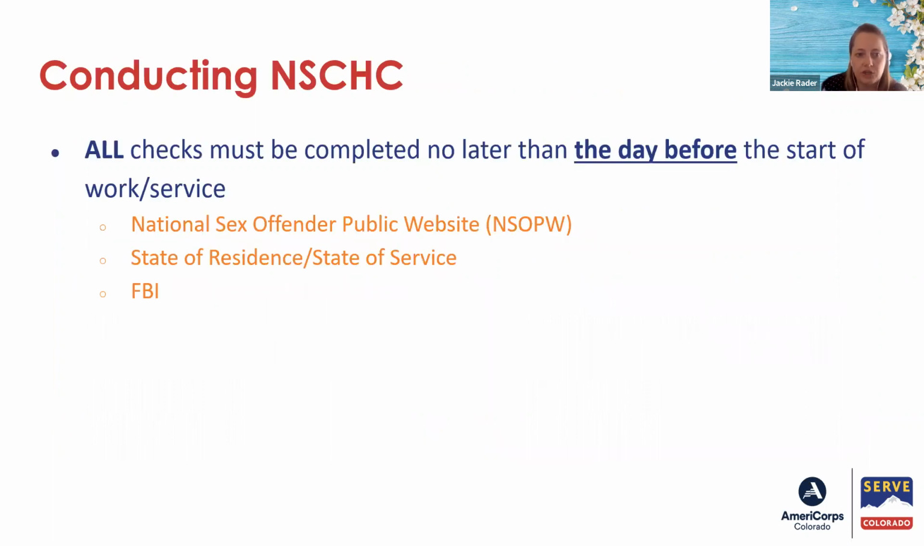So conducting the NSCHC, there are 3 checks that comprise the NSCHC, all of them must be completed no later than the day before the individual's start date. The NSOPW, the National Sex Offender Public Website check, a state of residence and or state of service check, and an FBI fingerprint check all have to be completed before the first day of service. And when we say completed, we'll get into this more, but completion means that the checks are run, they've been reviewed, they've been adjudicated, and the individual has been cleared to serve.